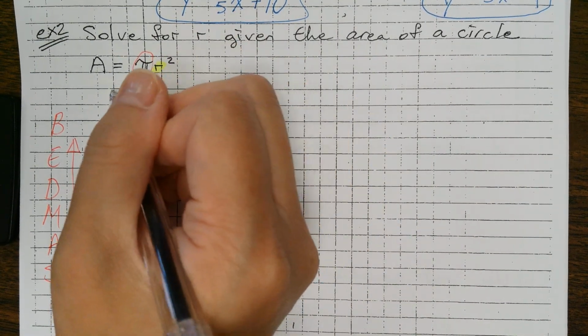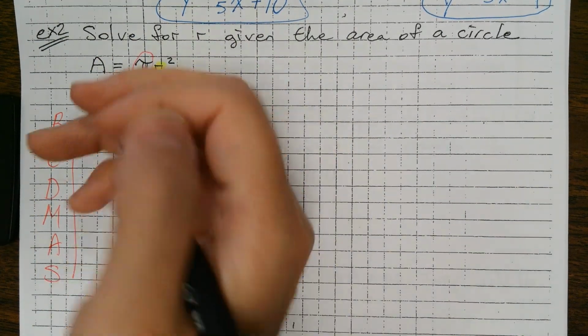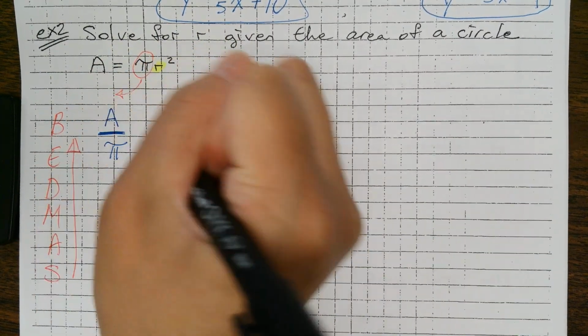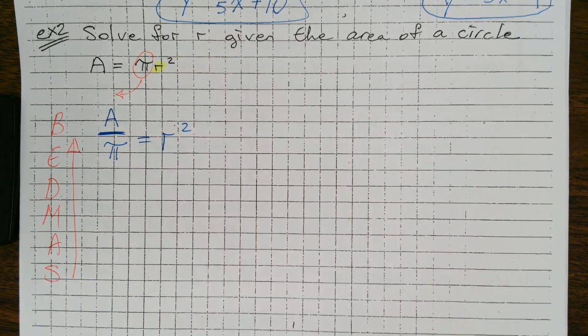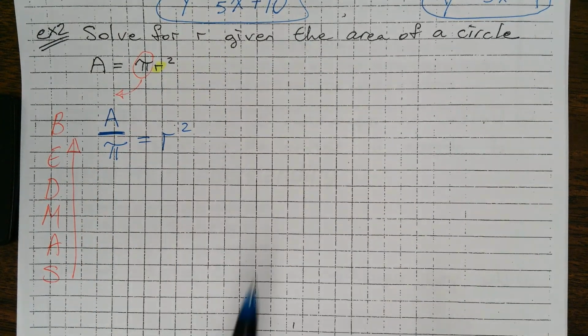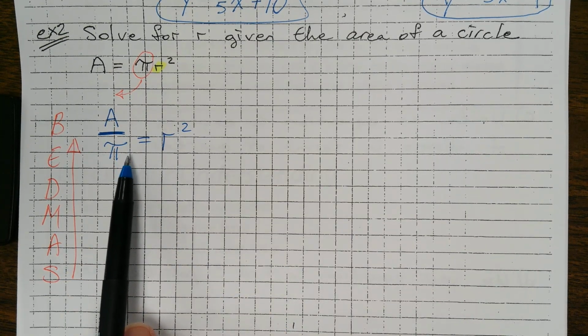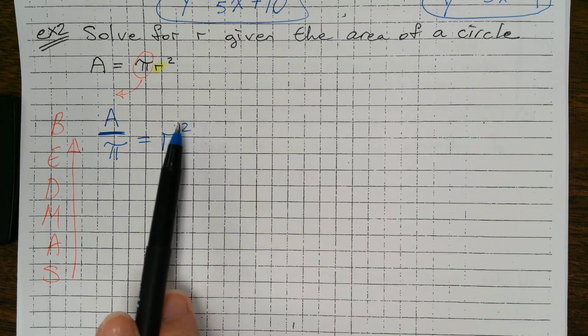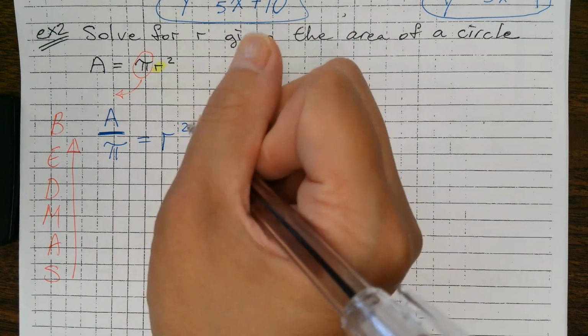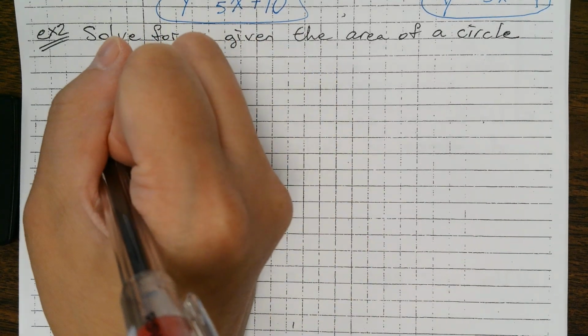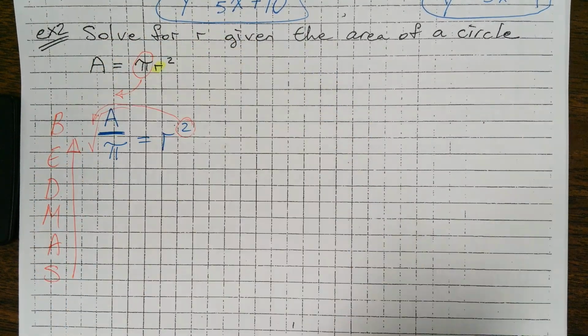So when I divide this by pi, I get A over pi equals r squared. Right? Because this is pi times r squared, so opposite is divide. All right. So now how do I move that square over? What's the opposite of square? Square root. That's right. So now when I move it over, it means it's square root.